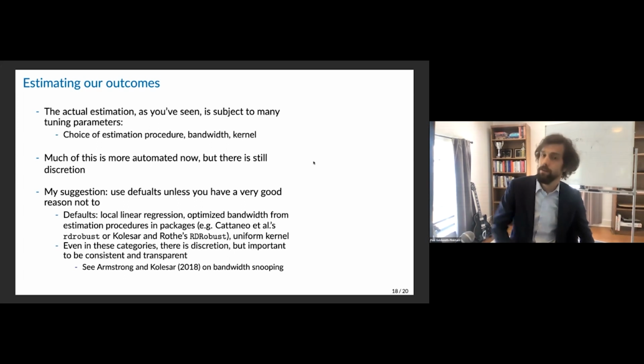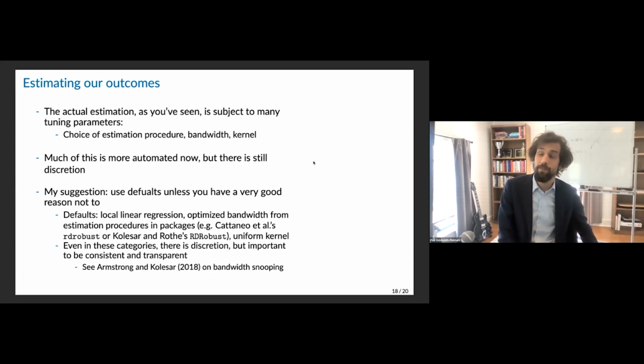So the defaults tend to be, or these are at least my defaults, basically: do local linear regression, and use the optimized bandwidth from one of these estimation procedures in the packages that are really coming from these papers. So Calonico, Cattaneo and others have this really large suite of software packages called rdrobust. Kolesár and Rothe have this RD Robust R code as well.